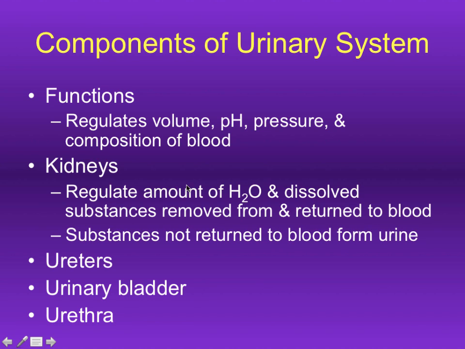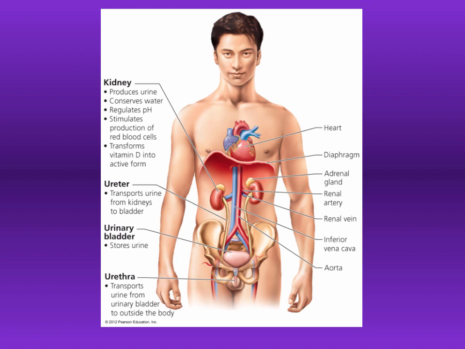Again, just to reiterate, kidneys are the part that filters. Ureters carry the urine from the kidney to the bladder. Bladder stores the urine. Urethra carries urine from the bladder on out to the outside of the body. All right, so those are kind of our main functions.